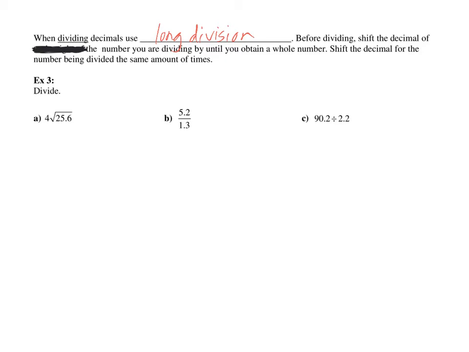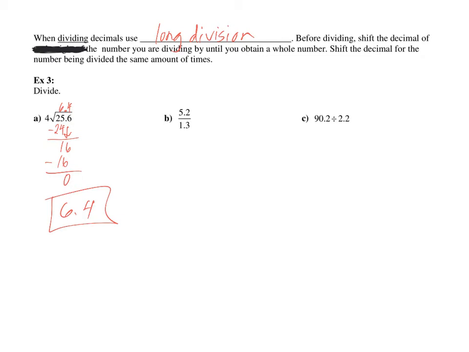So 4 goes into 25 6 times. 6 times 4 is 24. Difference is 1. Bring down the 6. 4 goes into 16 4 times. 4 times 4 is 16. Difference is 0. Just take that decimal and shift it up. All right, answer is 6.4.